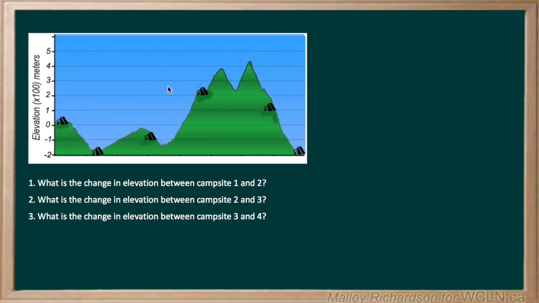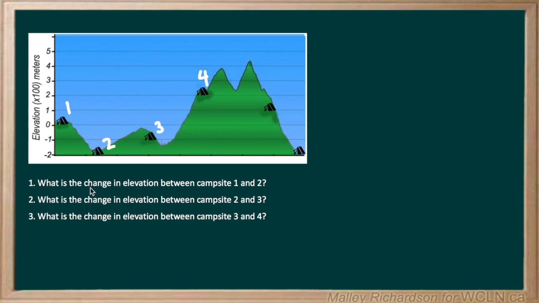Now, our first step to this problem is going to be to label what each campsite is. This one is going to be campsite 1. Next, we're going to move down to campsite 2, 3, and then 4. So now that we've labeled our picture, we can move on to question 1.